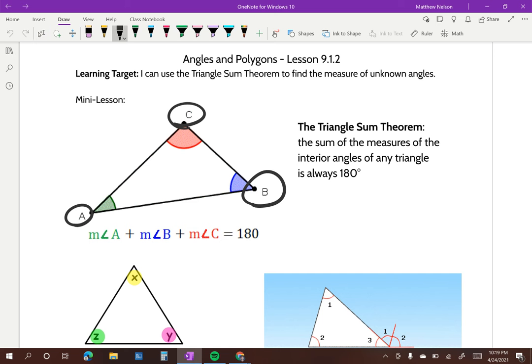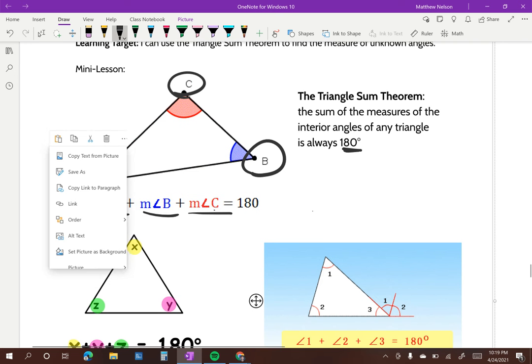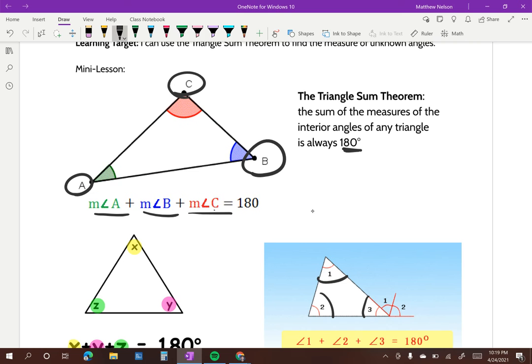So through our activities today, we learned that the three angles in a triangle add up to 180 degrees. And it doesn't matter whether it's a right triangle, an acute triangle, or obtuse triangle, the three angles are always going to add up to 180 degrees. And we saw that when we cut apart the angles and lined them up to create a straight line like we see here.